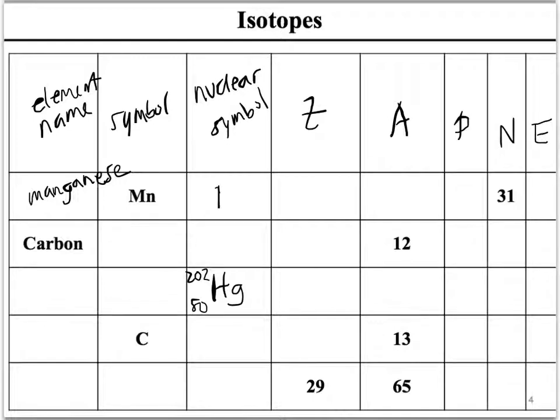Nuclear symbol. Let's just start it, but we won't be able to get the entire thing right now. So we definitely know the X will be Mn. But we don't know the A or the Z. So we don't know the superscript or the subscript yet. So we'll skip that for now. Let's go on to Z.